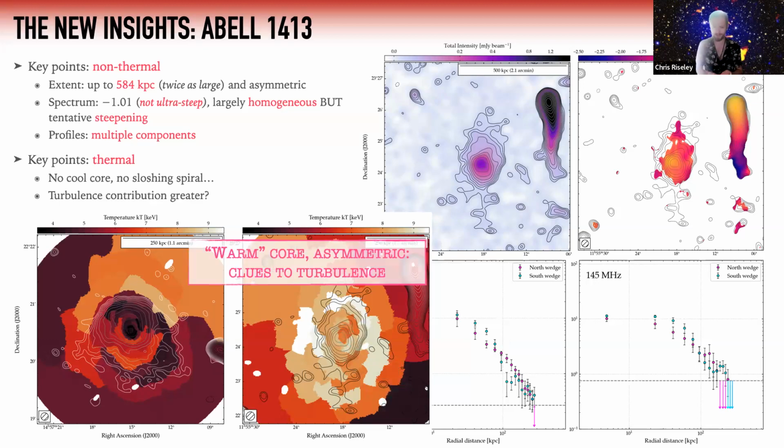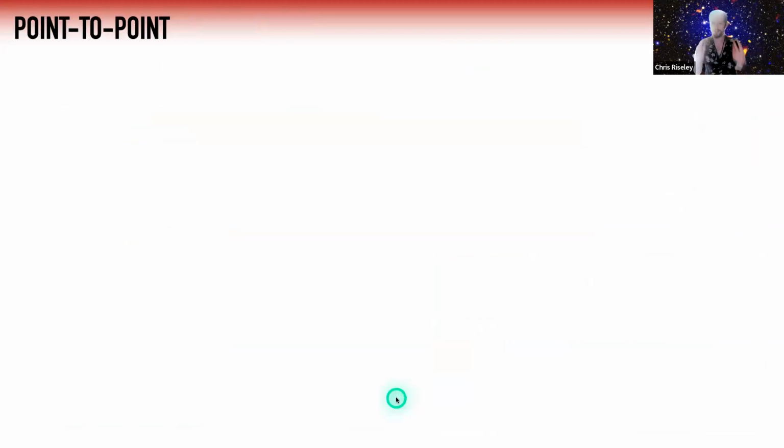We're talking about an asymmetric mini halo with an asymmetric surface brightness distribution. The galaxy distribution is elongated in the north-south direction. So these are all clues that we are seeing a system that is undergoing turbulence. Let's jump into the point-to-point correlation for these two systems before going on to talk about the third one, because it's interesting to compare and contrast.